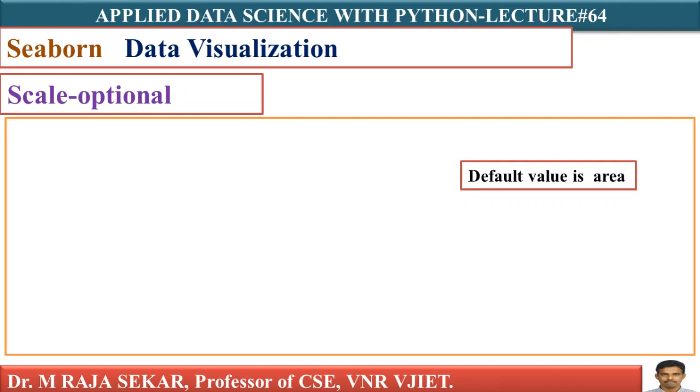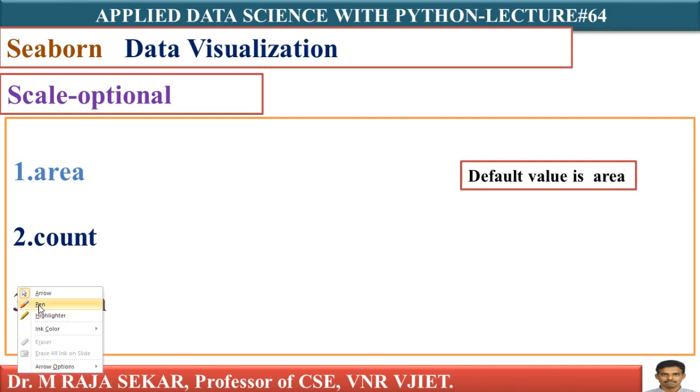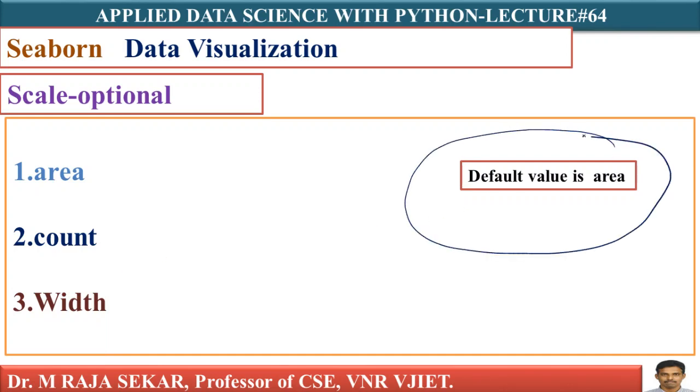Now we will try to understand the scale variable in constructing your violin plot. The scale variable can take three possible values. The first one is area, the second one is count, the third one is width. By default, the scale variable's default value is area. It is the method used to scale the width of each violin. If you choose area, each violin will have the same area.